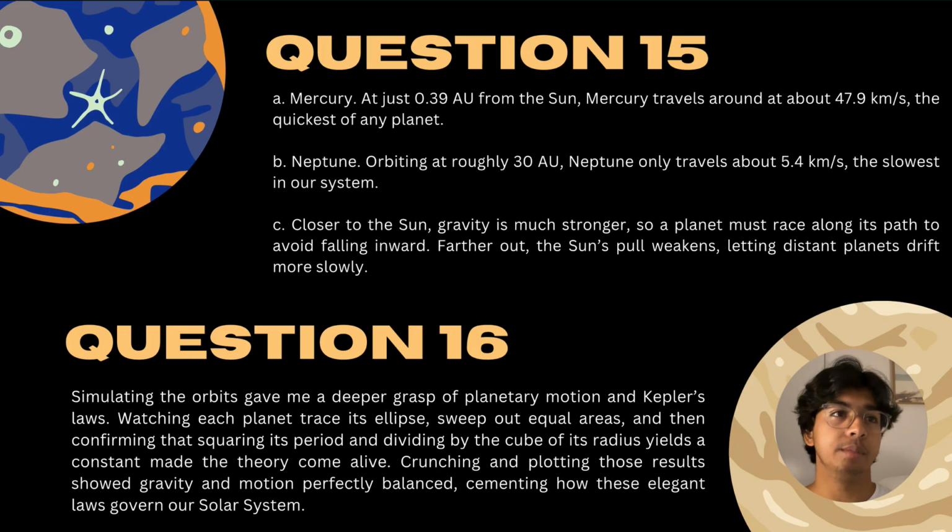Why is this? This is because for a planet which is closer to the Sun, the gravity is much stronger, so a planet must race along its path to avoid falling inward into the Sun. The farther out the planet is, the weaker the Sun's pull, letting distant planets drift more slowly.